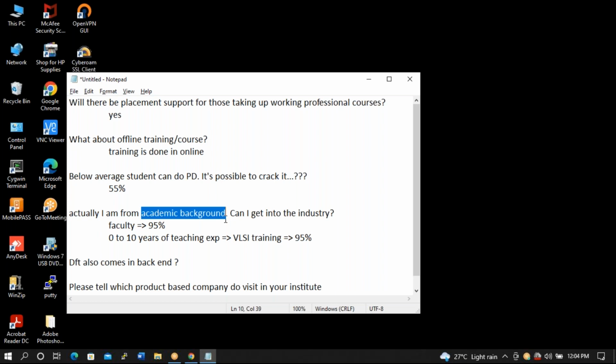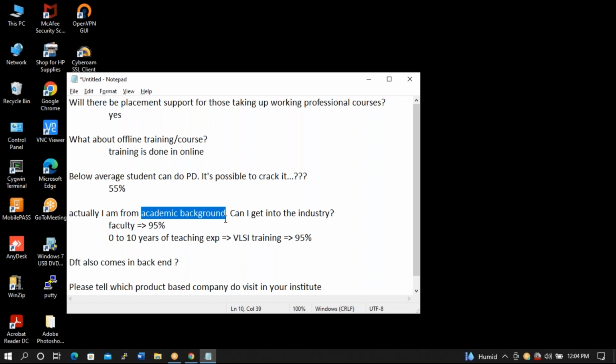Mostly the people with an academic background come with good fundamentals. They are more focused because they are into teaching, and they know what it takes to learn things. The second thing is they are mostly stable. That's why companies don't mind hiring people with an academic background.